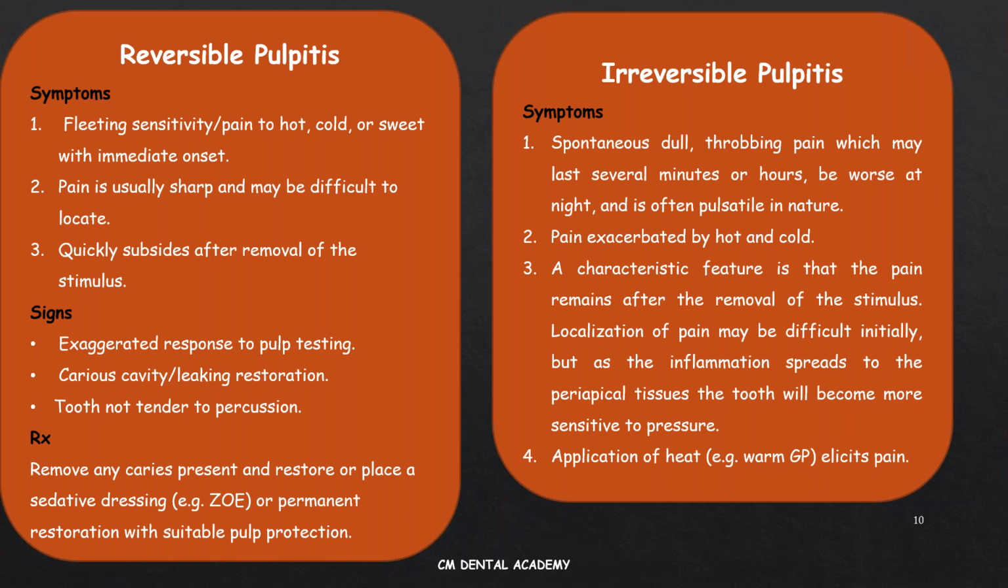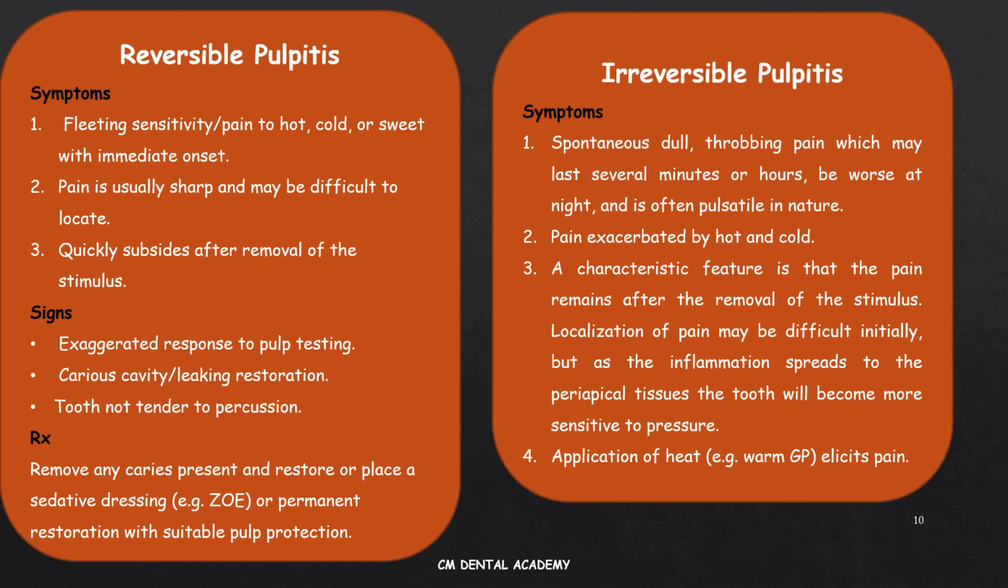Reversible pulpitis presents with fleeting sensitivity or pain to hot, cold or sweet, with immediate onset. It is usually sharp and may be difficult to locate, and quickly subsides after removal of the stimulus. There will be an exaggerated response to pulp testing. A carious cavity or leaky restoration will be present. The tooth is not tender to percussion. Treatment is to remove any caries present and restore or replace sedative dressings such as zinc oxide eugenol paste, or place a permanent restoration with suitable pulp protection for reversible pulpitis.